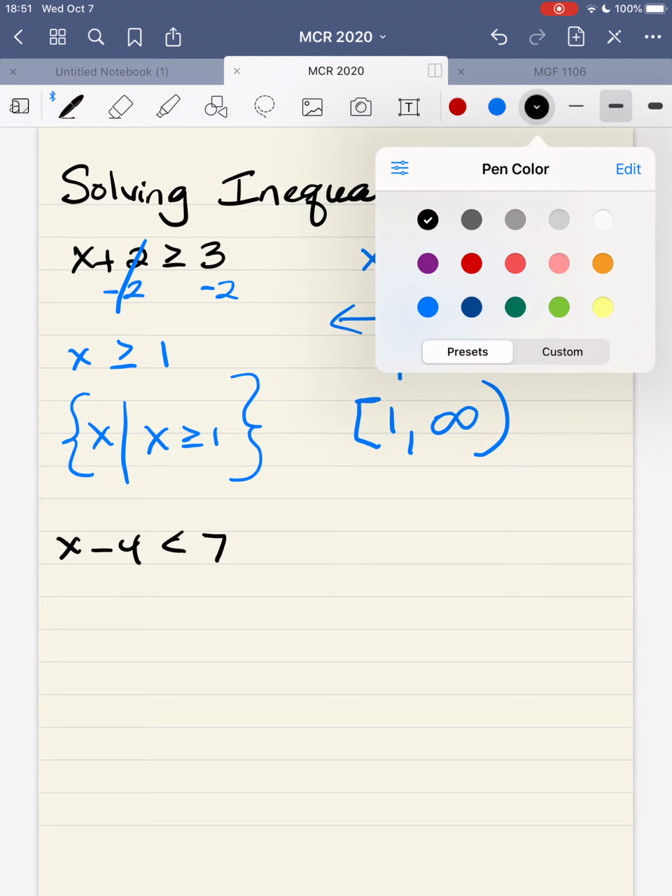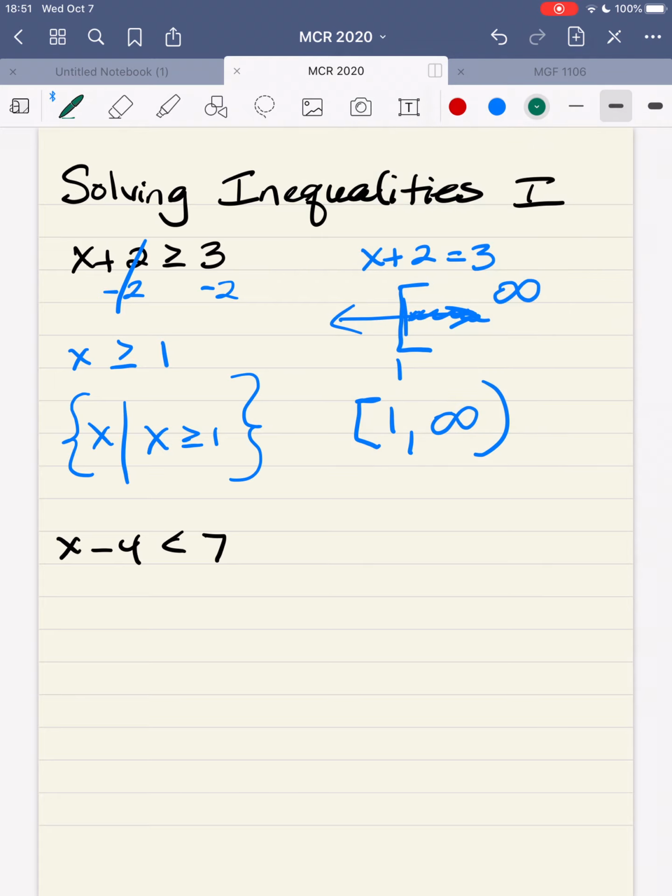The second one is x minus 4 is less than 7. Again, we're going to think of this as what we would do if it was an equality. Because I have a minus 4, I'm going to add 4 to both sides. The 4's cancel out, and it leaves me with x, my less than, and 7 plus 4 is 11. Which means if I were to graph this, I have 11. x is less than 11, and because it's strictly less than, it gets a parenthesis.